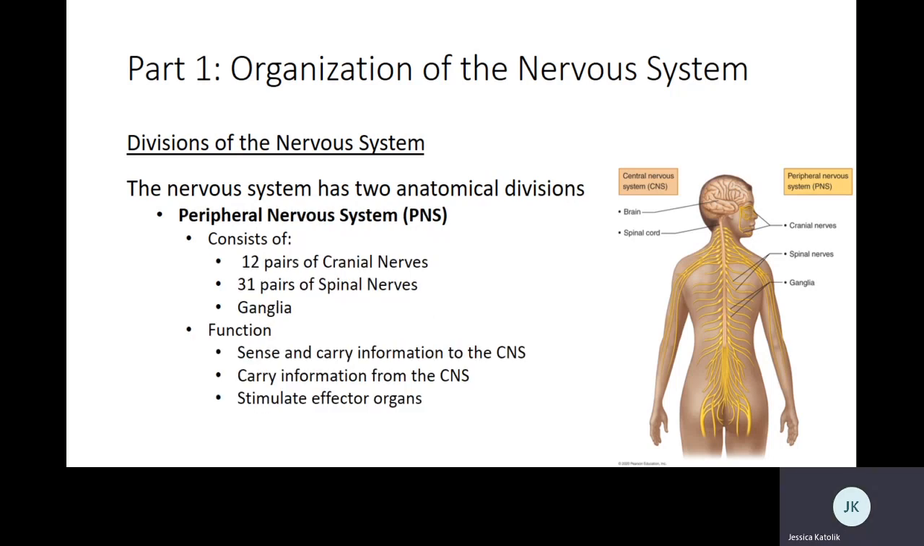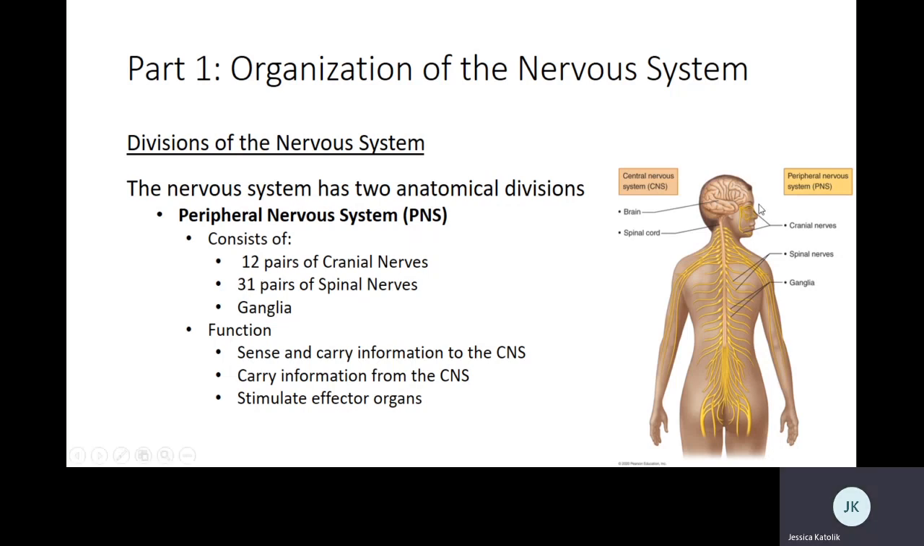The second anatomical division is going to be the peripheral nervous system. The peripheral nervous system is going to consist of cranial nerves and spinal nerves. So on this diagram, there are going to actually be 12 pairs of cranial nerves, and cranial nerves are nerves that will actually be derived from the brain. And then over here, what we can see is the spinal nerves. There are 31 pairs of spinal nerves.